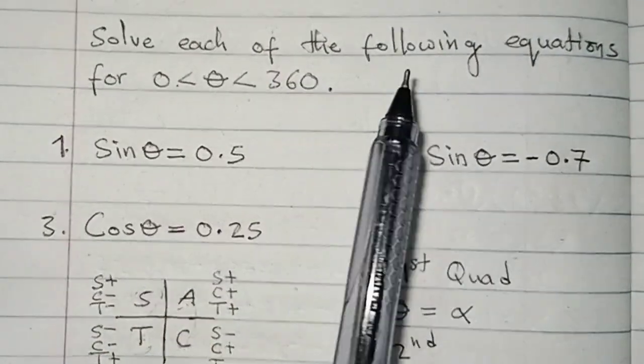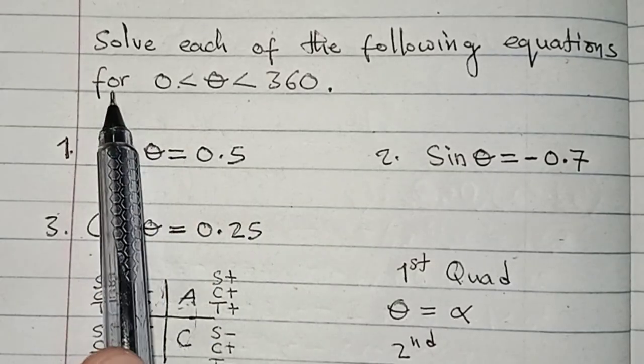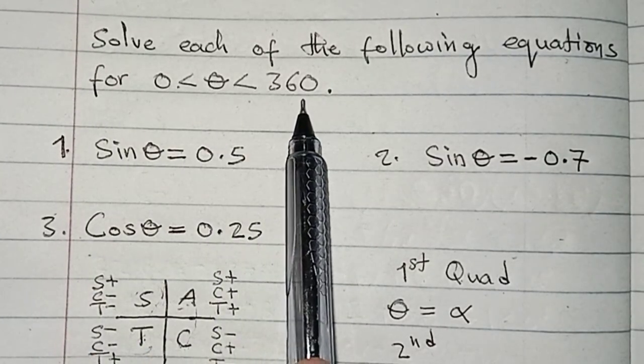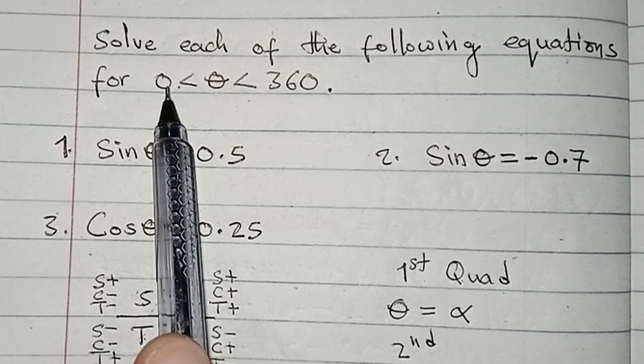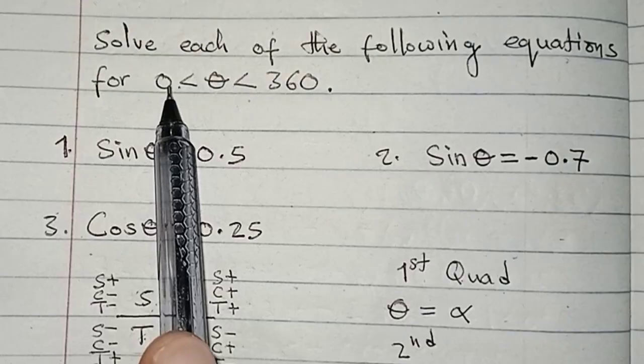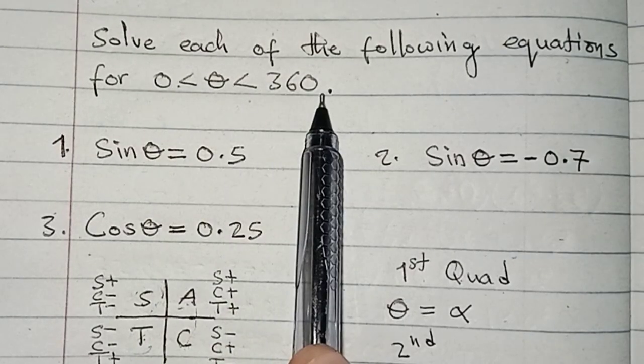Let us solve each of the following equations, for 0 degrees < theta < 360 degrees. This means that all our solutions must be between 0 degrees and 360 degrees.